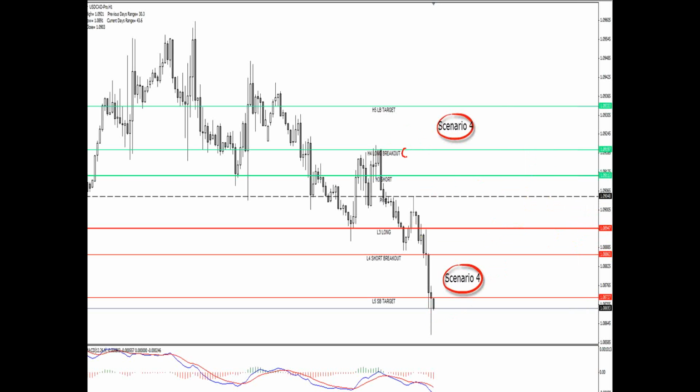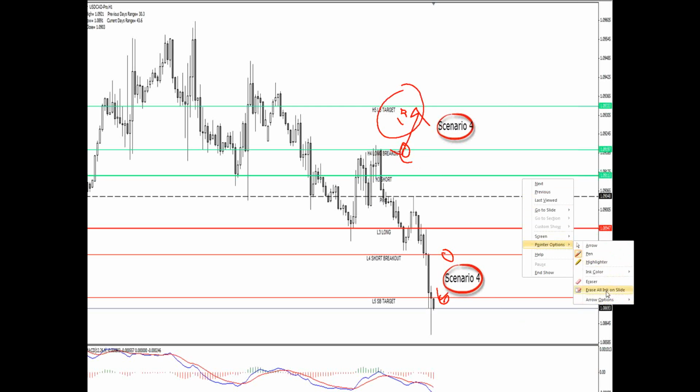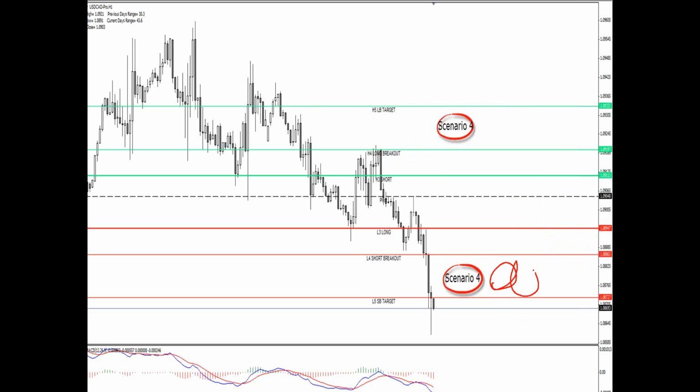Breakout trades are done from this region and from this region. But if the price is somewhere there or there, of course you won't trade it because the breakout has already happened. Now you remember what I'm saying. If the price is there or there, that means the breakout is already happening and you are too late for entry.